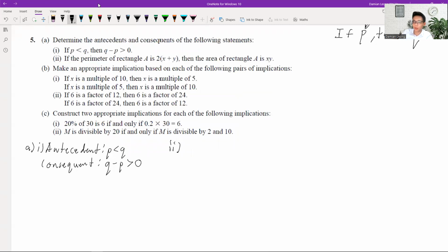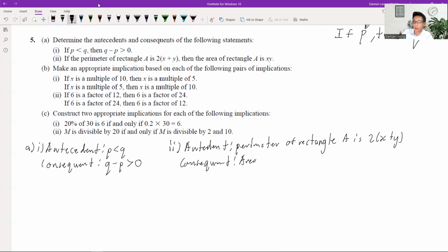And for the second one, if the perimeter of rectangle A is 2(x plus y), then the area of rectangle A is xy. So it means the antecedent: perimeter of rectangle A is 2(x plus y), and the consequent: area of rectangle A is xy.